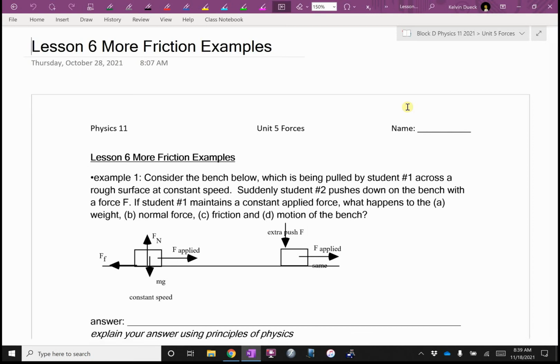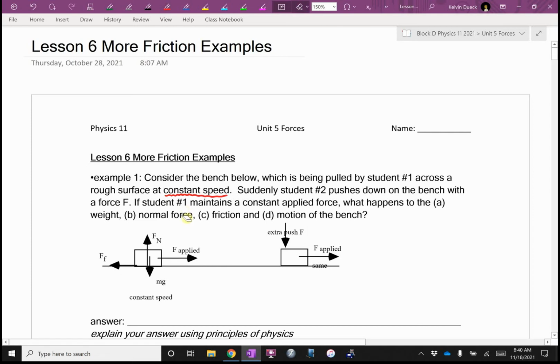Okay, so it says, example 1, consider the bench below, which is being pulled by student number 1. Oh heck, let's make it Ange. Across a rough surface at a constant speed. We should probably make a note that that's going to be important. Suddenly, student number 2 pushes down on the bench. Suddenly, Gershine comes along and sits on the bench because, you've all seen kids do that. So Ange is pushing or pulling, doesn't matter, this bench along at a constant speed. And then Gershine decides to sit on it.